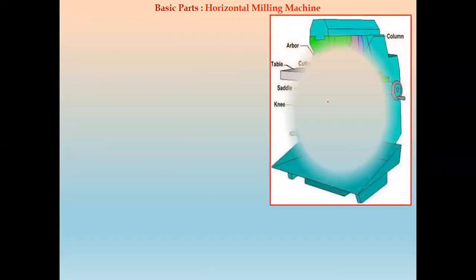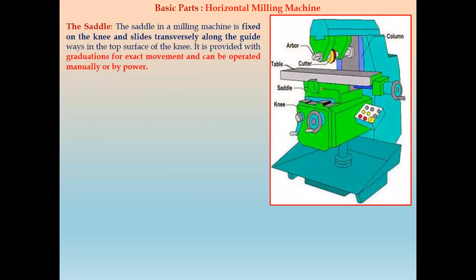Now the next part is the saddle. Like the lathe machine, this milling machine also has a saddle. Now the saddle in a milling machine is fixed on the knee of the machine. So this is the saddle part. It is fixed on this knee. And this saddle can slide transversely along the guide wedge. As the knee has a guide wedge, the saddle can move in the transverse direction, that is in this direction, the XY direction. So the saddle can slide transversely along the guide wedge on the top surface of the knee.